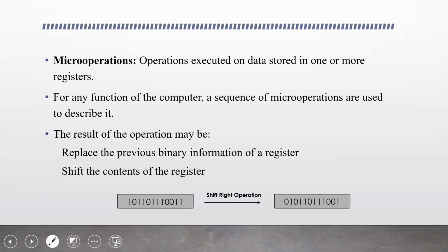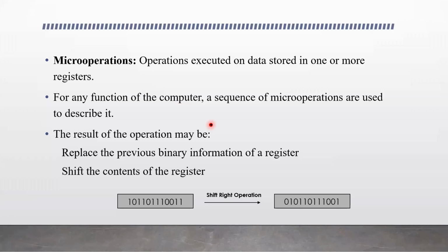So these elementary operations that are performed on the information stored in the registers are called micro operations. For any function of the computer, a sequence of micro operations is used to describe it. If you want to perform a big function, a series of micro operations is involved in that.